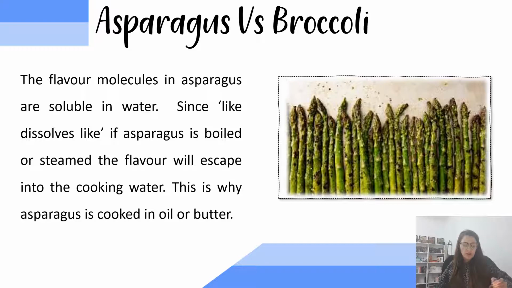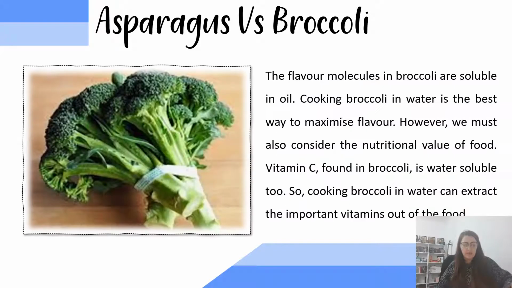Another food to look at is asparagus and broccoli. So asparagus, their flavour molecules are soluble in water. And because like dissolves like, if you cook asparagus in water, the flavour molecules from the asparagus will come out of the asparagus into the water, leaving your asparagus flavourless. So you want to cook your asparagus in oil because oil is non-polar, which means the flavour molecules in the asparagus will not want to dissolve in the oil and they will stay in the asparagus.